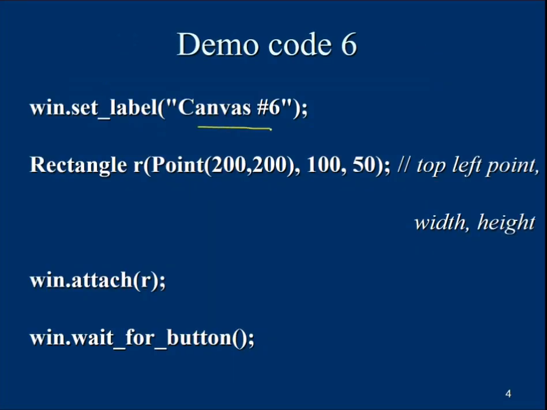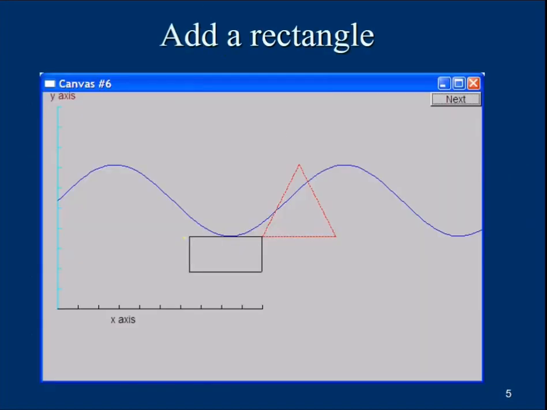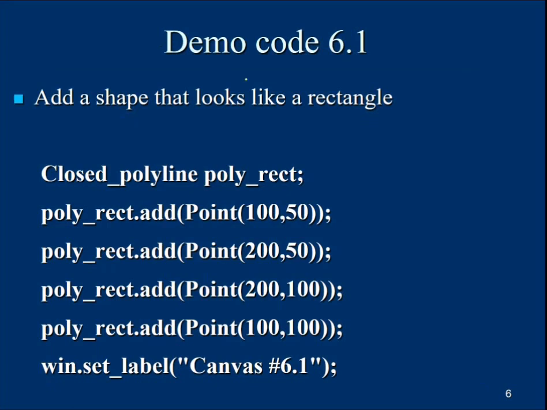Again, on canvas number 6, let us make a rectangle. For that, we make a rectangle which is called R, and we start with our top left point. Just this is enough, and with this we need to give the width and the height. We attach it to the window and show it, and this is the result. This is our rectangle.